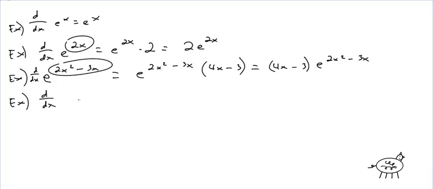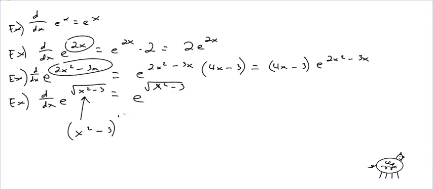d by dx of e to the square root of x squared minus 3. Well, again, that's really easy. It's e to the square root of x squared minus 3. And now think of this, which is always very helpful, as x squared minus 3 to the 1/2 power. So the derivative of x squared minus 3 to the 1/2 power is 1/2 times x squared minus 3 to the negative 1/2 power. Again, we're doing the chain rule, so now we're working our way in. The next one is the derivative of x squared minus 3, which is 2x.